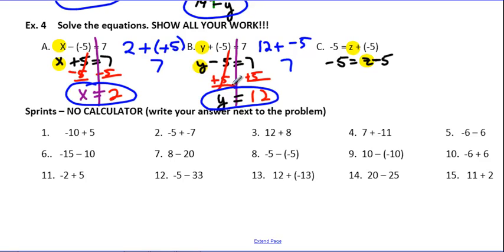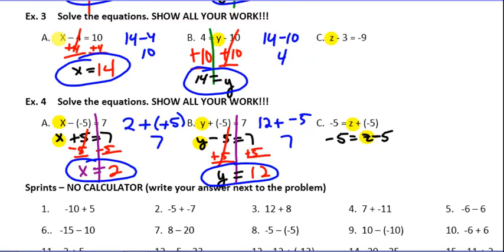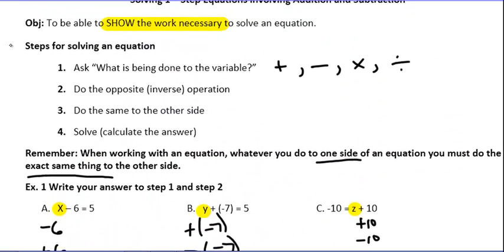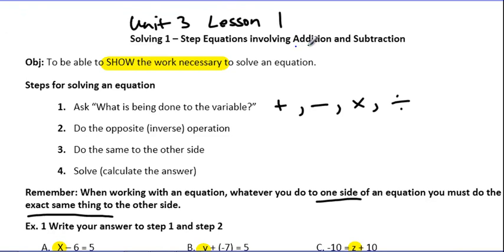So that's solving one-step equations with inverse operations, specifically dealing with problems where we have addition and subtraction. See you tomorrow.